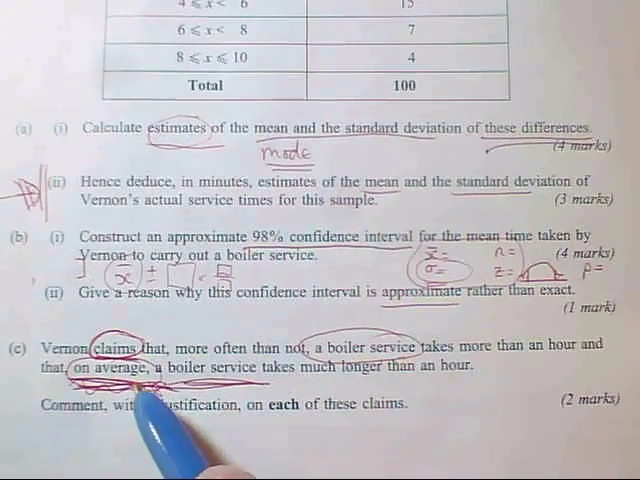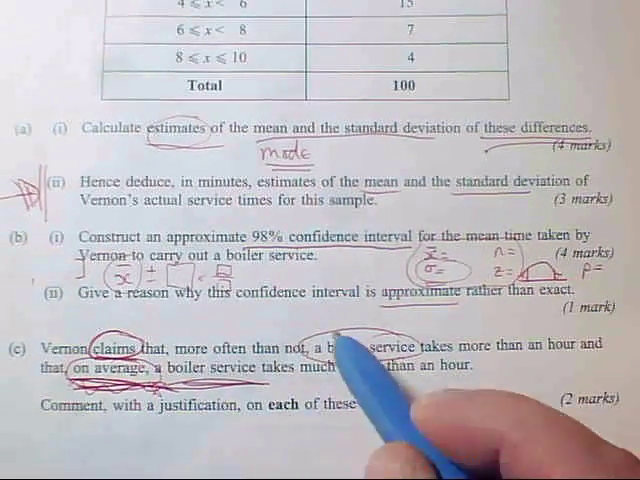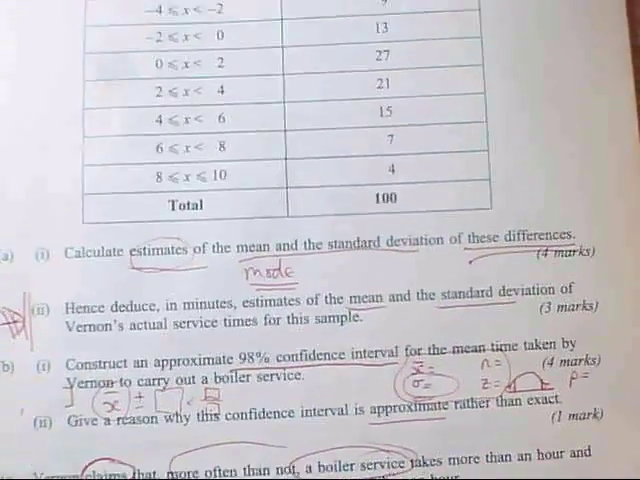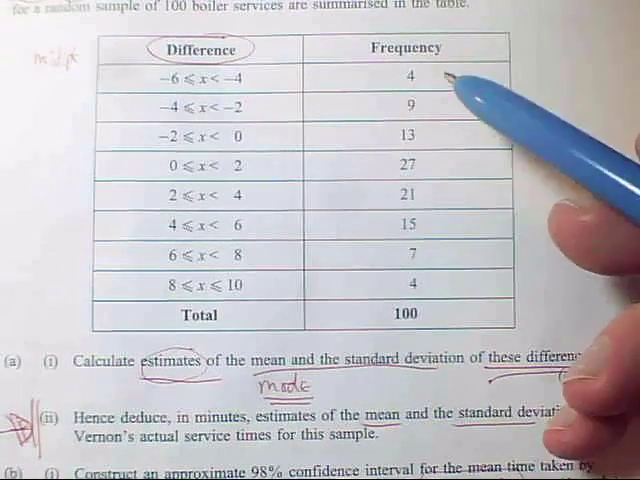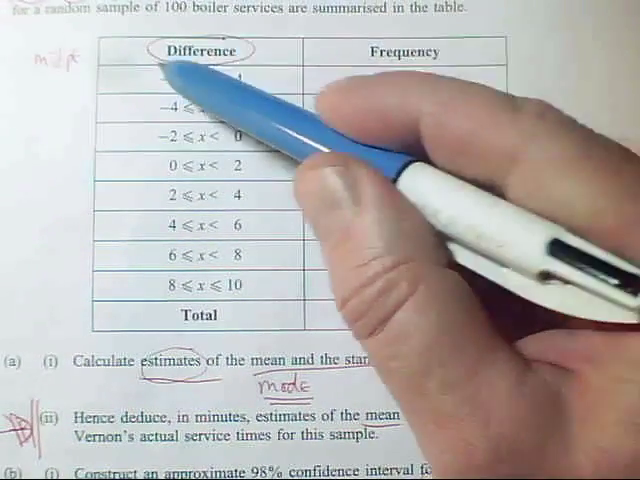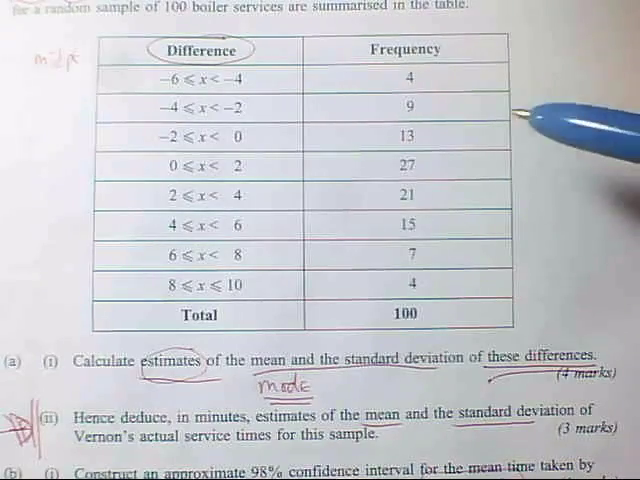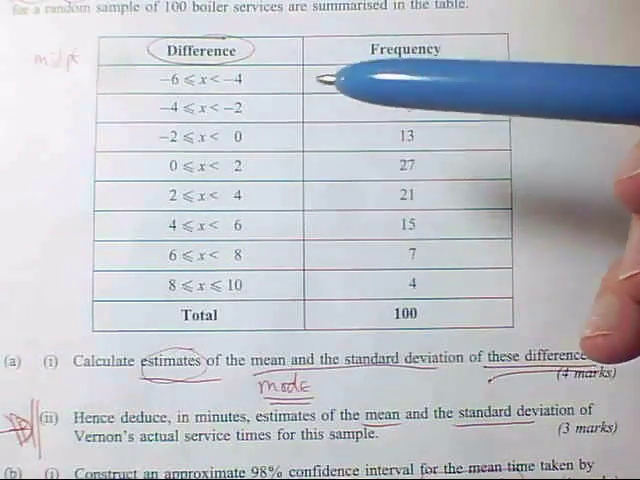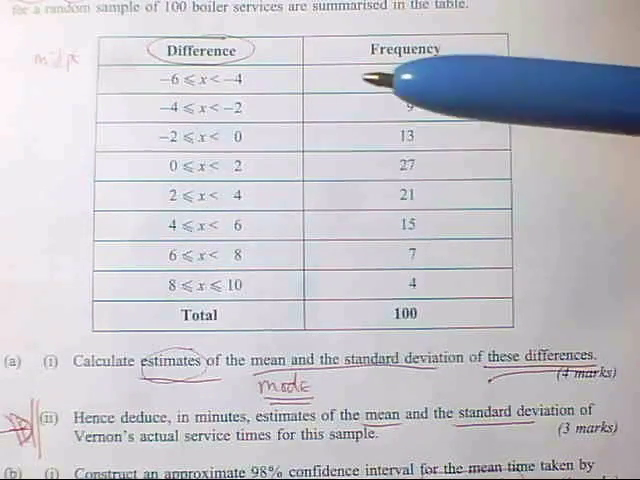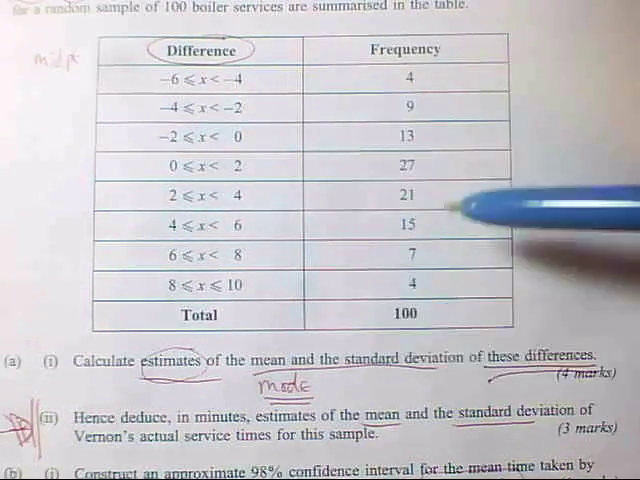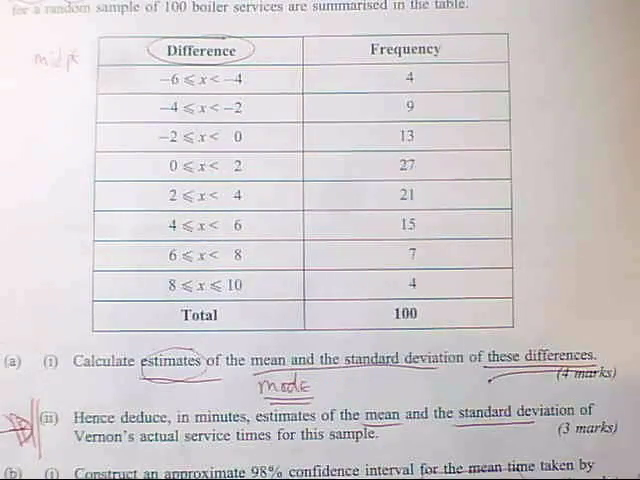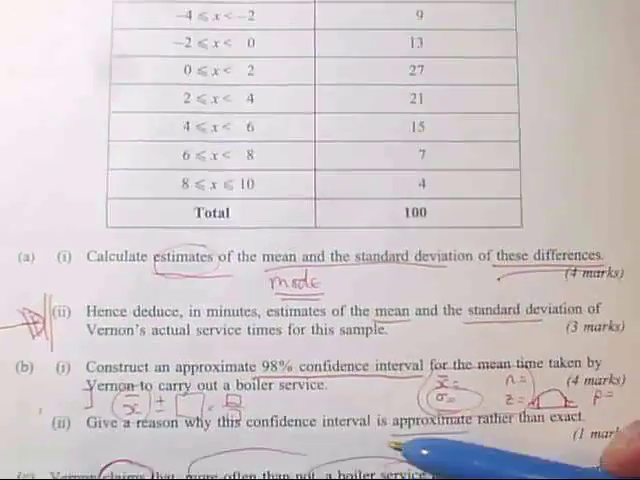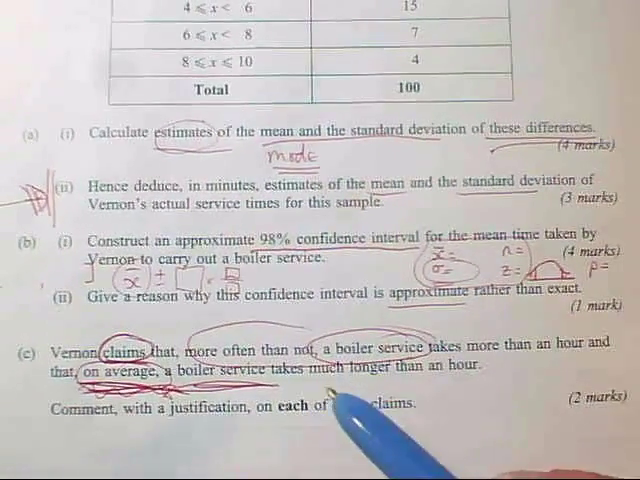But the other one is about boiler services more often than not taking more than an hour. For that, you can go back to the original data. This talks about individual services. So remember that this is about differences. So you have to think about which of these differences corresponds to the service lasting more than an hour. And you can do some counting up of frequencies from the table, and you can decide that either the frequencies do or don't support that first claim of Vernon's. So there are two different claims going on.